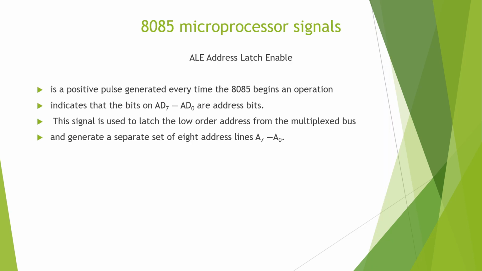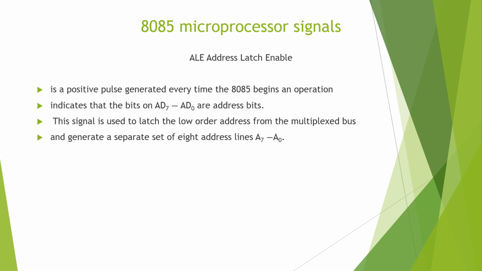Address latch enable is a positive pulse which is generated when the microprocessor begins an operation. It also indicates that the bits on AD7 to AD0 are address bus, and this signal ALE is used to latch the low order address from the multiplexed bus.